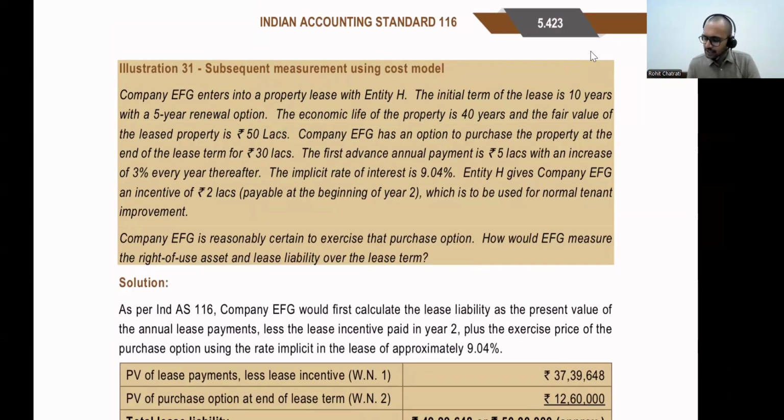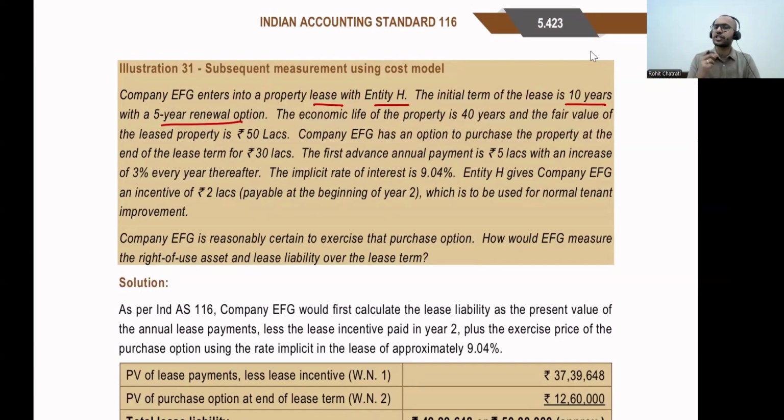Now let's look at illustration number 31 of ICAI Study Material. Company EFG enters into a property lease with entity H. So there are two parties, EFG and H. We still do not know which party is the lessee and which party is the lessor. The initial term of the lease is 10 years with a 5-year renewal option.